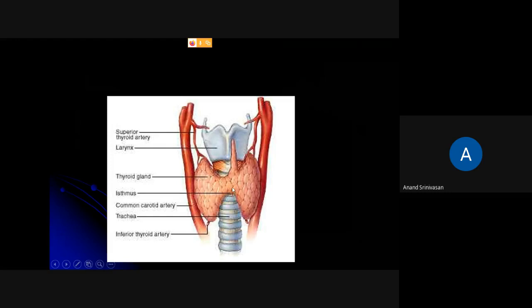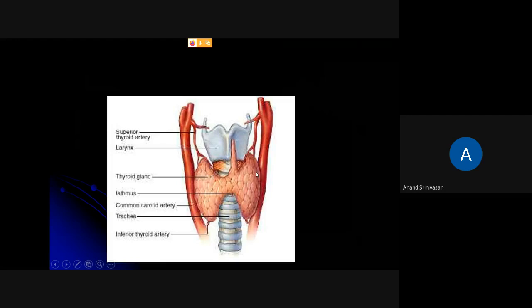So here you can see the thyroid lobes. Anteriorly there will be skin and fascia, right? You can see behind the isthmus there is the trachea. Posterior to the lobes, you can see there is an artery, which is the carotid artery.